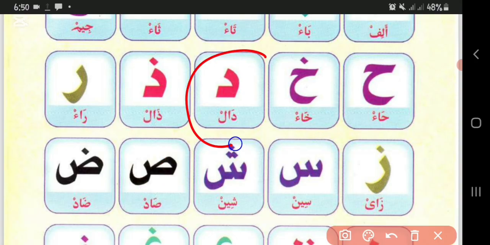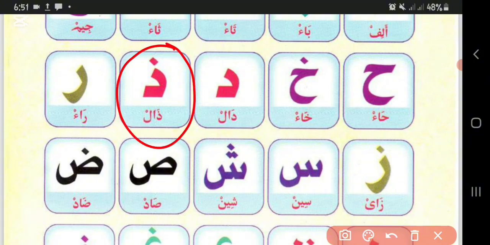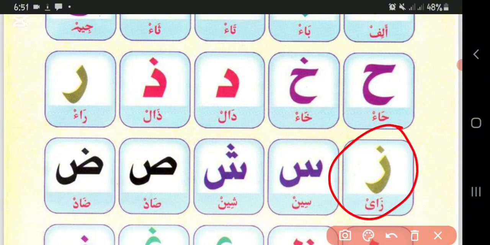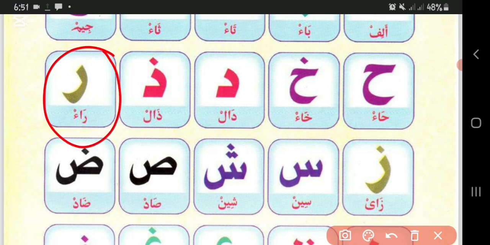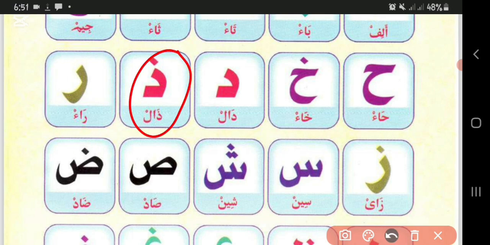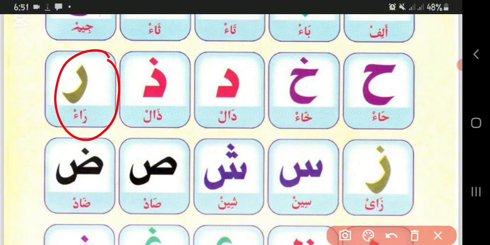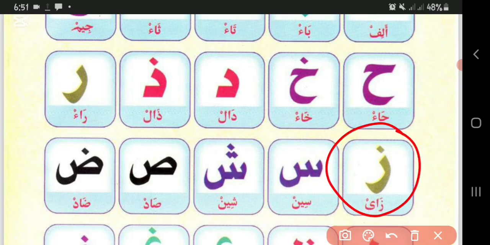So now, let's take it again. Dal, zal, ra, zai. Let's take it from the back: zai, ra, zal, dal. You can see Ra looks like a comma, and Zai is the other way around, meaning the same shape but with a dot. So that makes it different from Ra.